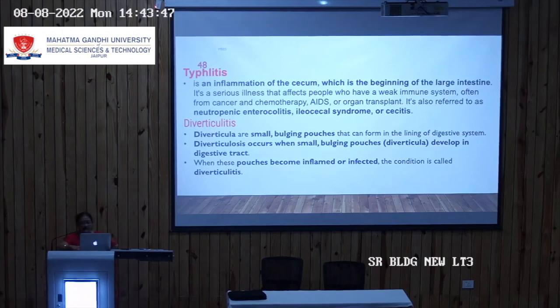Then diverticulitis. There are diverticula, which are small bulging pouches that can form in the lining of the digestive system. Diverticulosis is the appearance of these diverticula which develop in the digestive tract. And when these diverticula become infected and inflamed, it is called diverticulitis. This is a very serious condition because it needs a lot of treatment. It may be a surgical treatment later on.